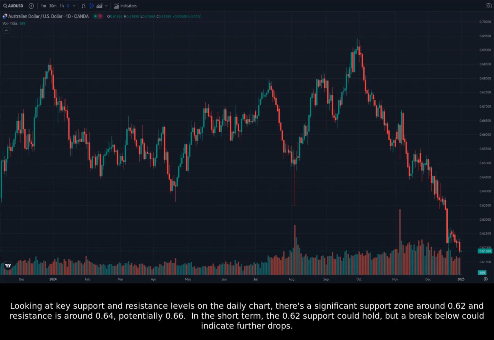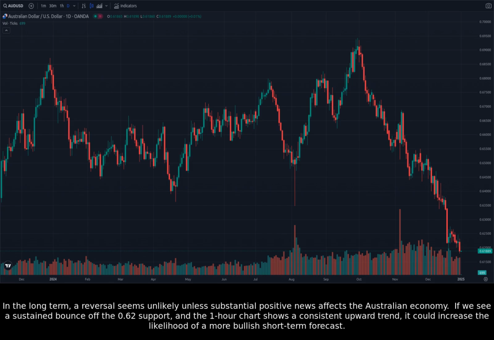Looking at key support and resistance levels on the daily chart, there's a significant support zone around 0.62 and resistance is around 0.64, potentially 0.66. In the short term, the 0.62 support could hold, but a break below could indicate further drops. In the long term, a reversal seems unlikely unless substantial positive news affects the Australian economy.